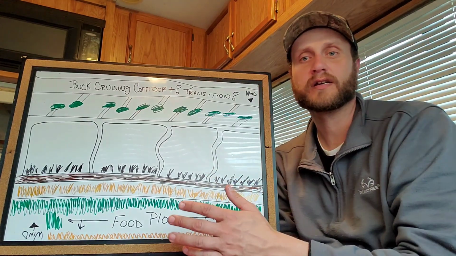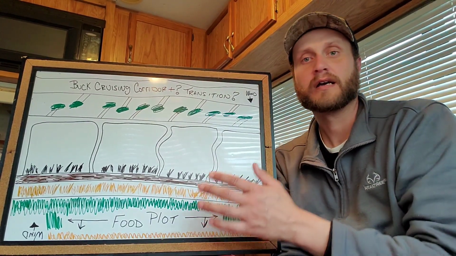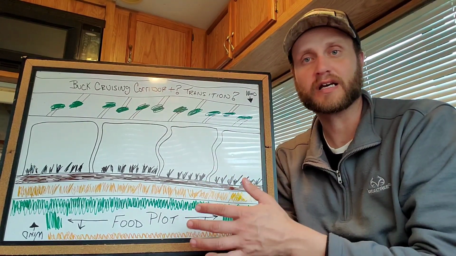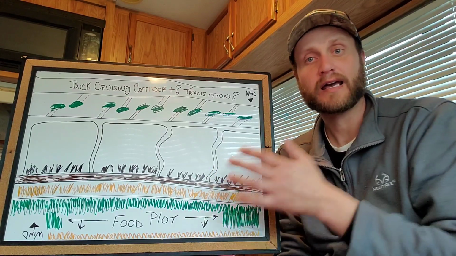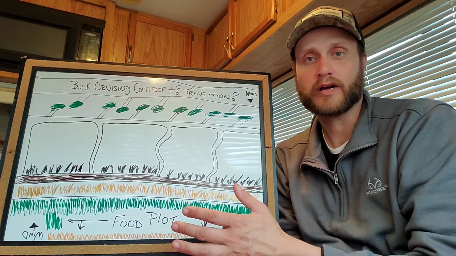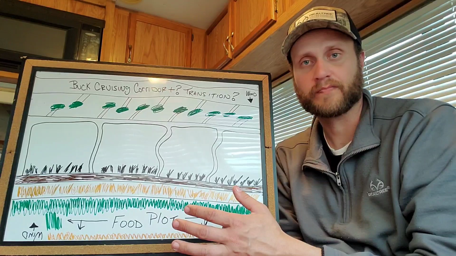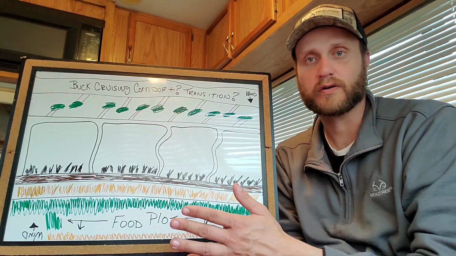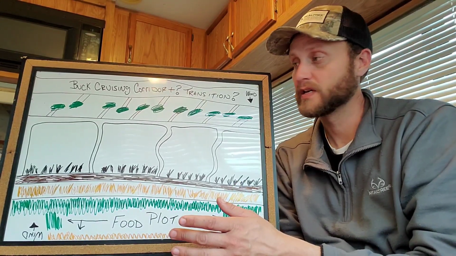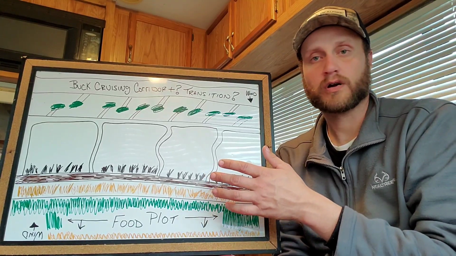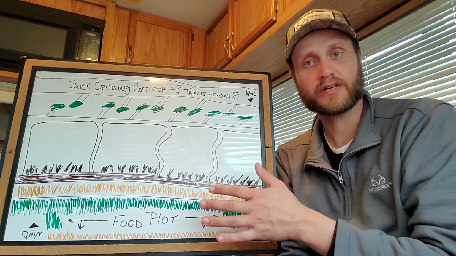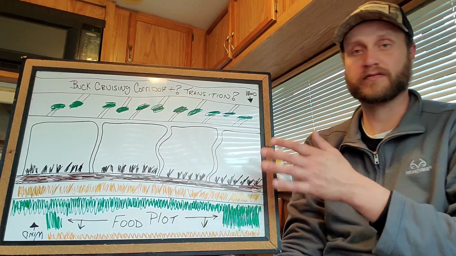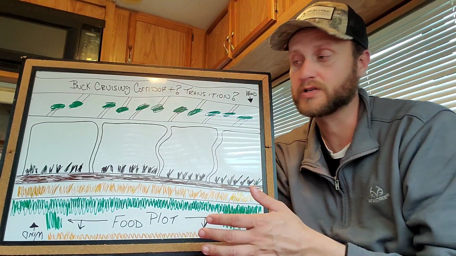But what I'm doing today, guys, is talking about how that sets up your success down the transition, and whether there is a way to have a buck cruising corridor and a transition all in one. And the answer to that is yes. So we are going to touch on that real quick. To finish on that point, that viewer asked that question, and I get that question a lot.